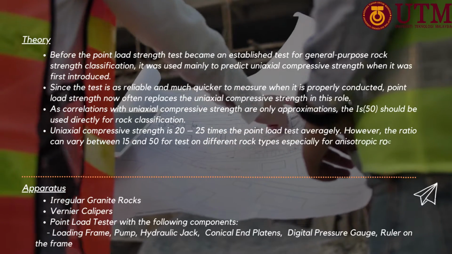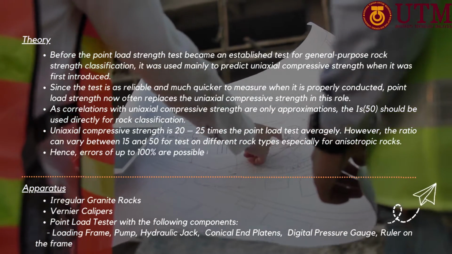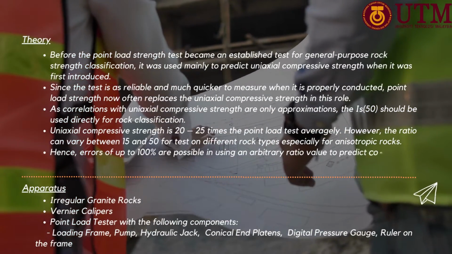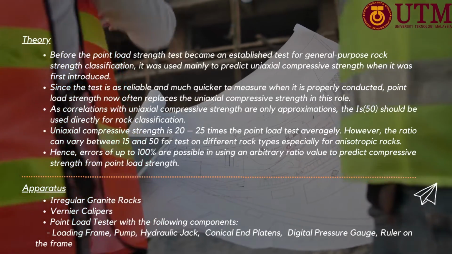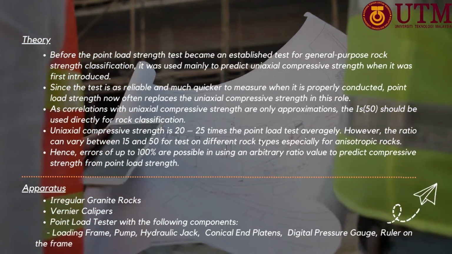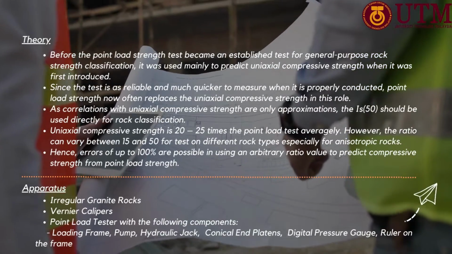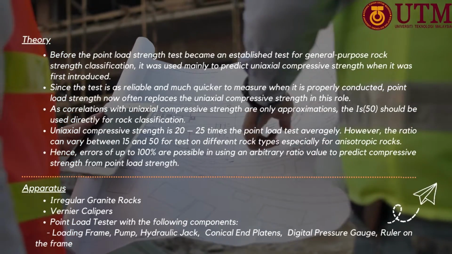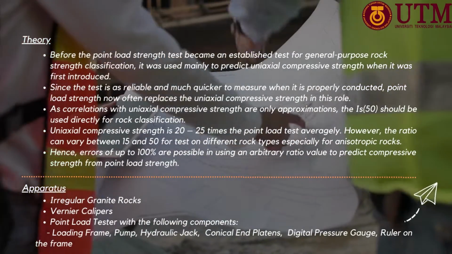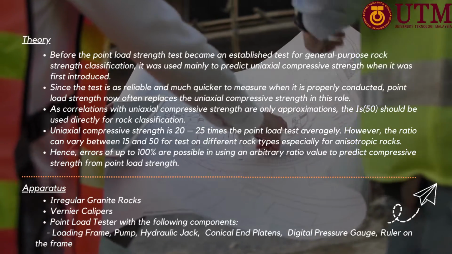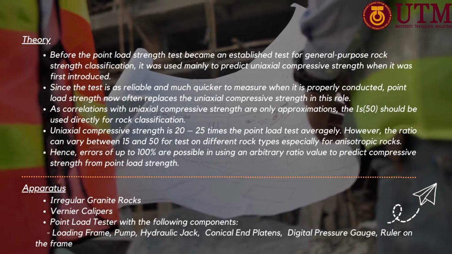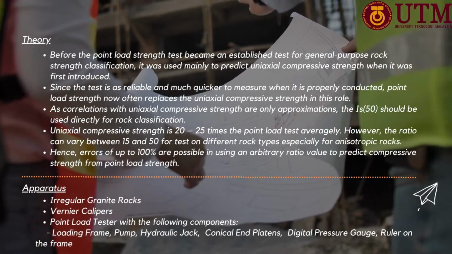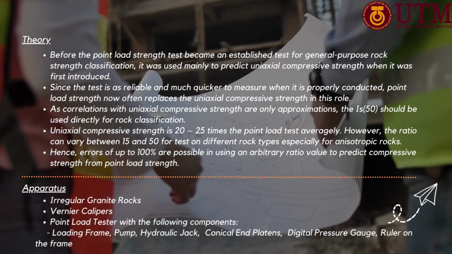Uniaxial compressive strength is 20 to 25 times the point load strength on average. However, the ratio can vary between 15 and 50 for tests on different rock types, especially for anisotropic rocks. Hence, errors up to 100% are possible in using an arbitrary ratio value to predict compressive strength from point load strength. The apparatus are irregular granite rock, vernier calipers, point load tester, and the following components.